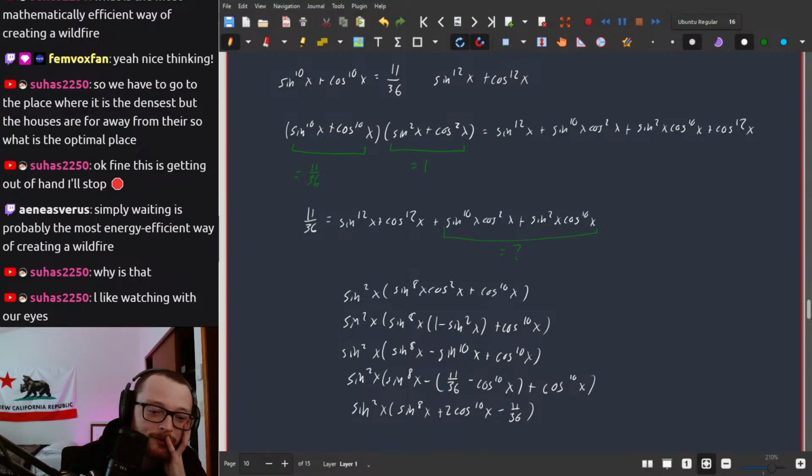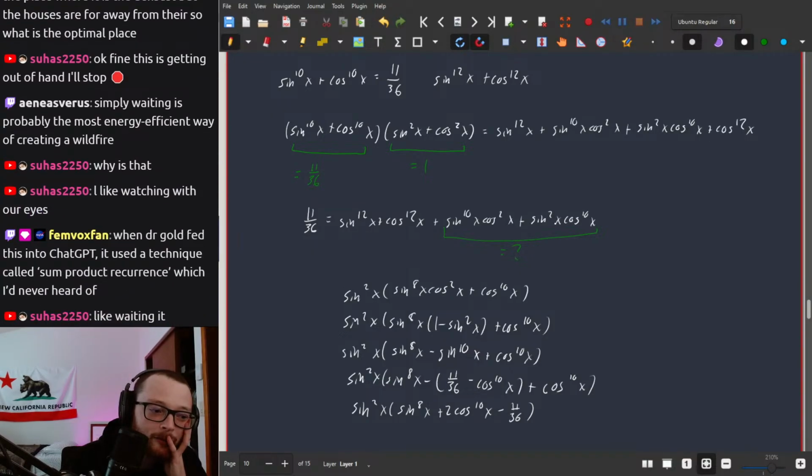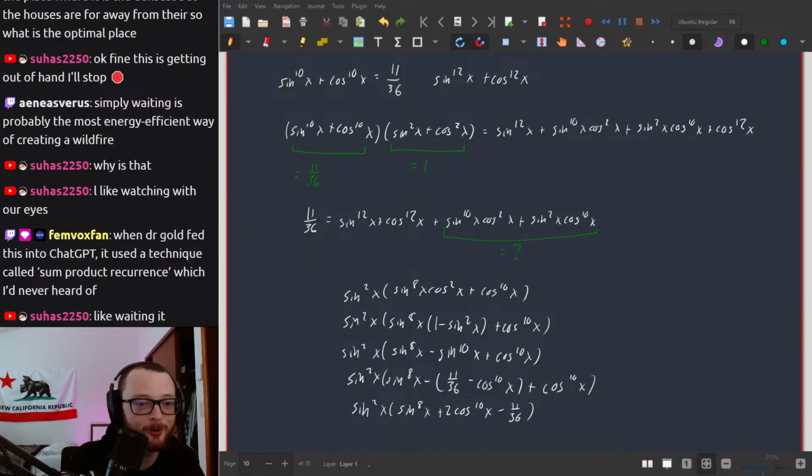This feels like the wrong direction. Called sum product recurrence? Oh. But I think anything like letting random chance for a fire to start just spontaneously makes you use the least energy. You might be waiting for a long time, but... Okay, well, if it's something you've never heard of, then I probably haven't heard of it either. Let's just Google it.